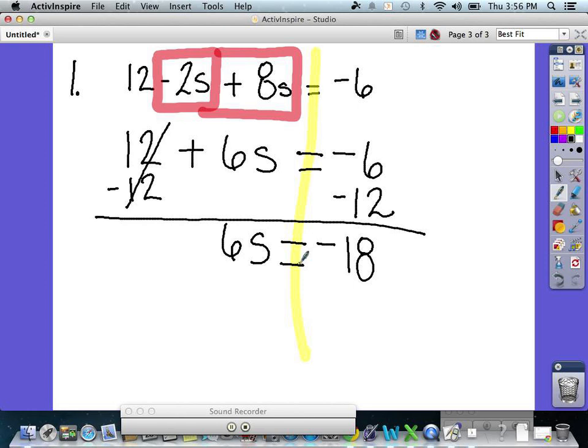Now I need to get my s by itself. 6s means to multiply 6 by s. So in order to get our s by itself, we're going to have to do the inverse operation. You're going to divide by 6 on both sides of the equal sign. That's going to leave us with s on this side. Now s is equal to negative 3.